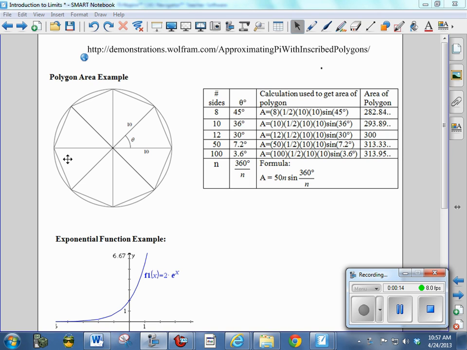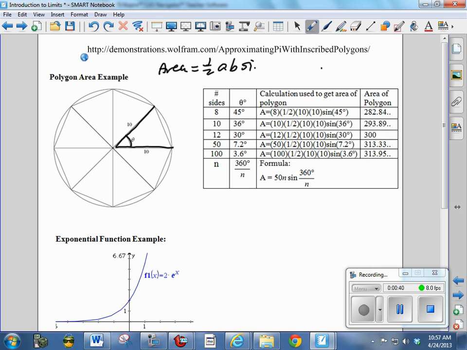It's called the polygon area example here. We have a regular polygon inscribed in a circle, subdivided into 8 congruent triangles. The area of a triangle, you may remember from trig, if we have 2 sides and an included angle, is equal to 1/2 AB sine of C.